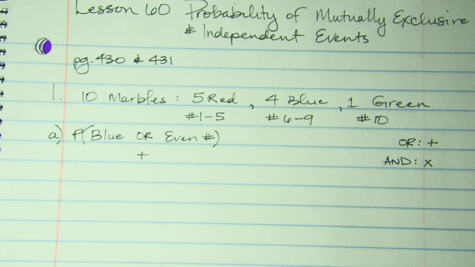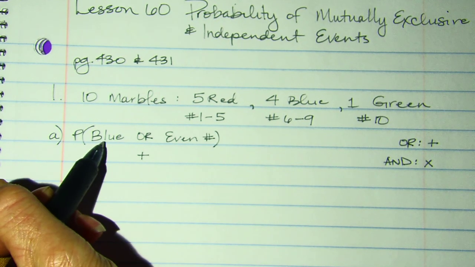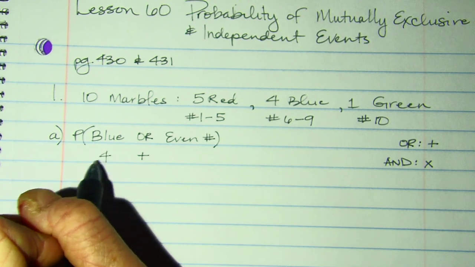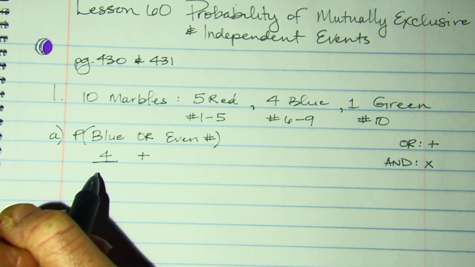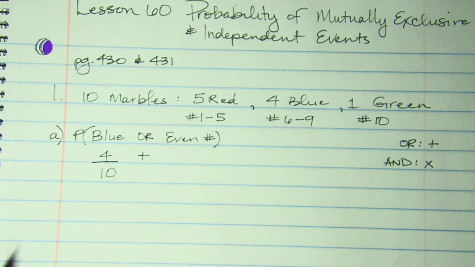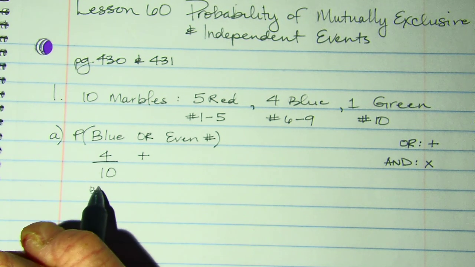Now, I'm going to start with blue. So how many blue marbles are there? Well, there are 4. So I have 4 blue. When we do probability, the bottom should always be the total. So I have 10 marbles, so 4 out of 10. Okay, so this is how many blue there are.